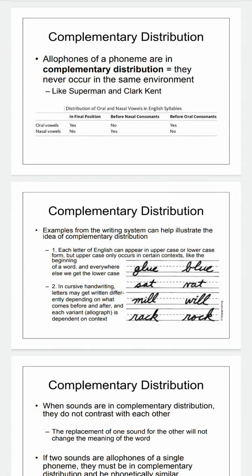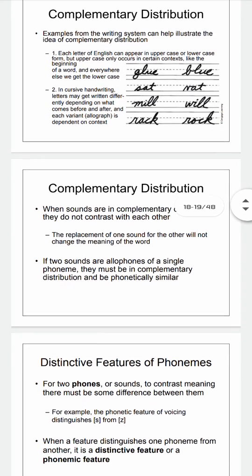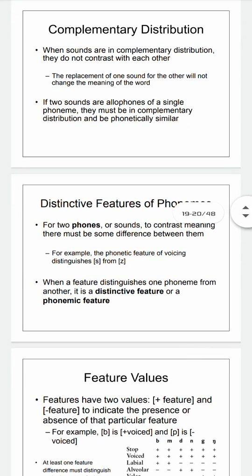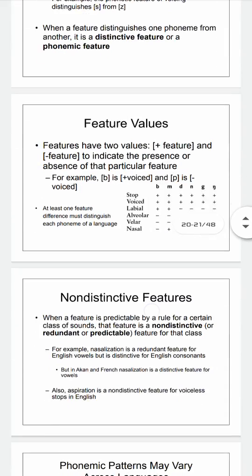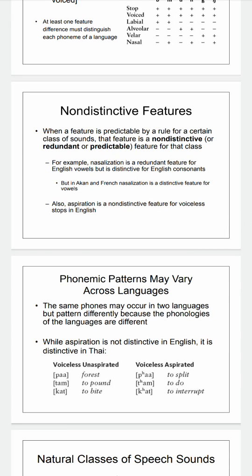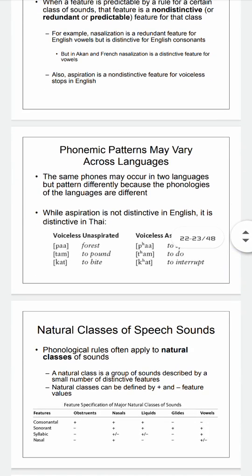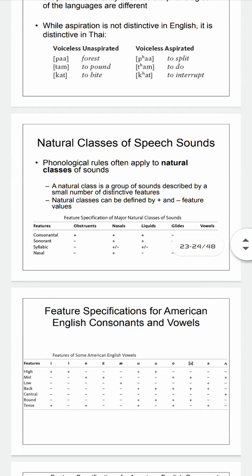Here is the complementary distribution, which we can see clearly, and all these things are featured, and we can feel the distinction. Here are the features, and these are the non-distinctive features, expressed in different manners, and you can see it according to the sound. Here are the different bifurcations.